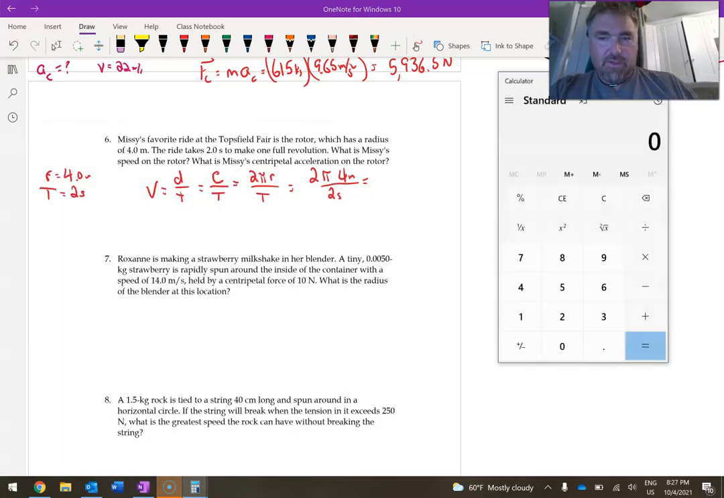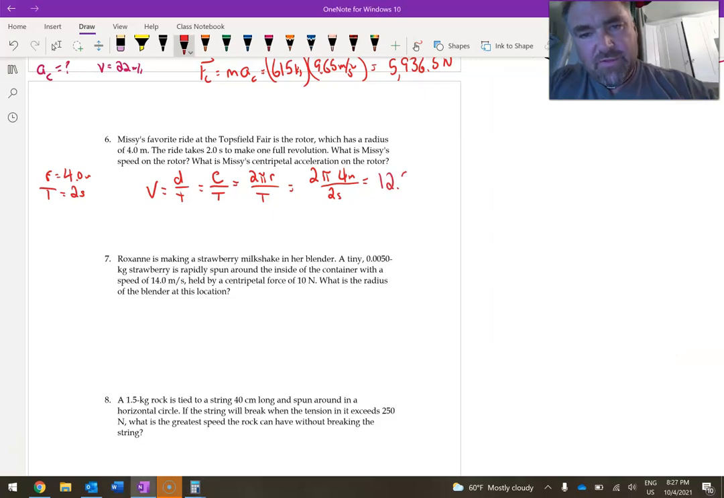Where's that calculator? All right, so let's clear this. 2 times pi, which is 3.14, and we multiply that by 4, and divide that by 2, and we get a speed. Well, that seems a little bit off. Let's try that again. 2 times 3.14 times 4 divided by 2 gives me 12.56. That sounds better. So 12.56 meters per second is my speed.